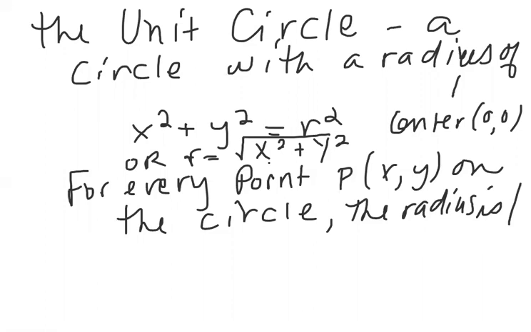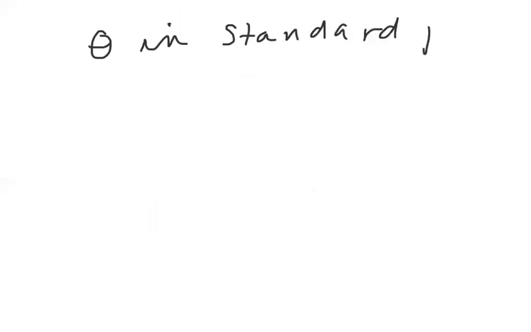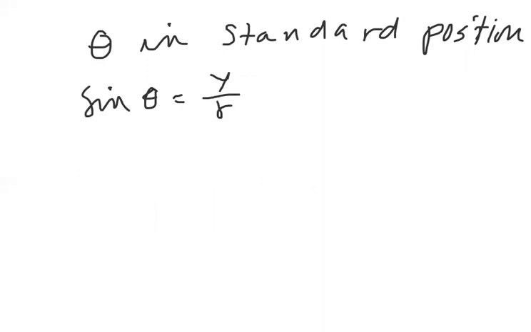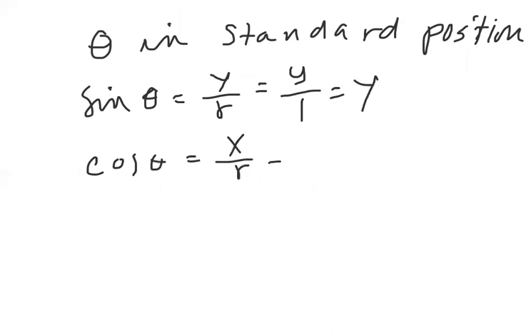So if there is an angle theta in standard position, then this means that sine of theta will equal y over r. And remember, the radius is 1, so this would actually be y over 1, which simplifies to just y. Likewise, cosine of theta would be x over r, and r is equivalent to 1, so this would simplify to just x over 1, so you would get x.